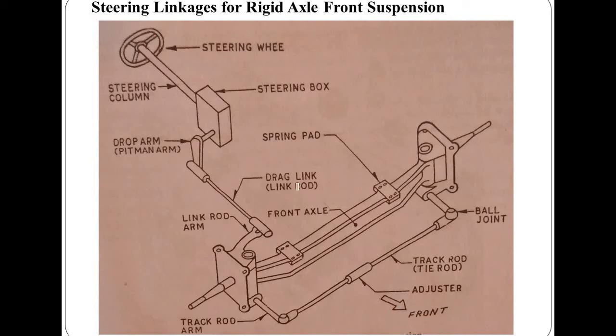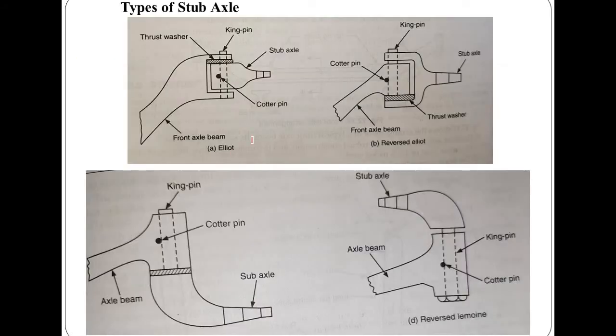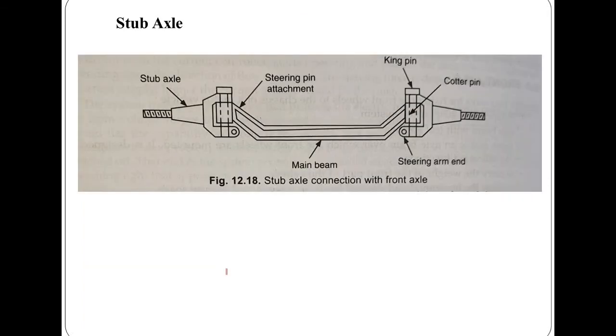So what exactly is a stub axle? The main axle beam is connected to the stub axle by means of kingpins. Stub axles can have any of four shapes. I will show these four shapes in these slides. One is Elliot, then reverse Elliot, this is lemon, and this is reverse lemon. First of all we will focus on the stub axle.